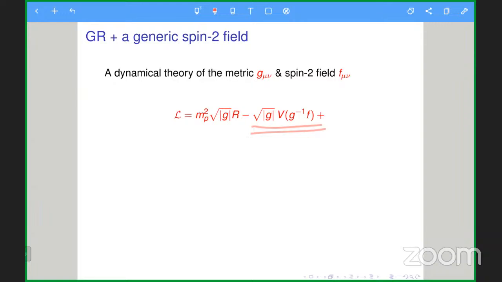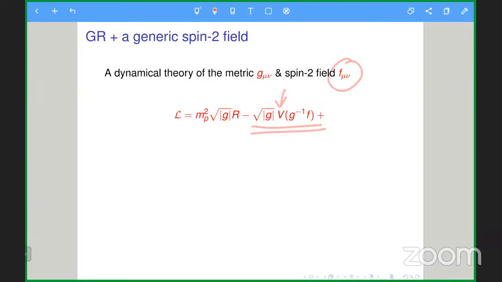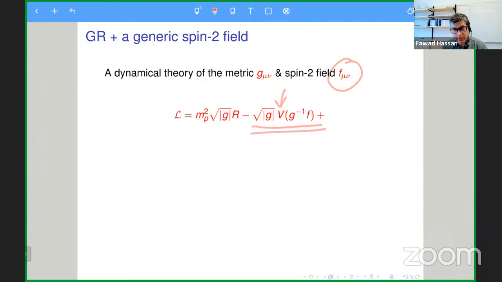Excuse me. And are you supposed to put some kinetic restriction on F itself? Not in the interaction term, but on the F field itself. What is the form of the kinetic term? I will come to that. That's a very good question, a very important question. I will come to that exactly.